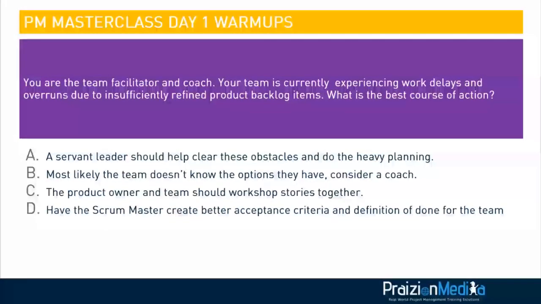Is it A, servant leader should help clear these obstacles and do the heavy planning? Is it B, most likely the team doesn't know the options they have, consider a coach? Is it C, the product owner and the team should workshop stories together? Or is it D, have the Scrum Master create better acceptance criteria and definition of done for the team?